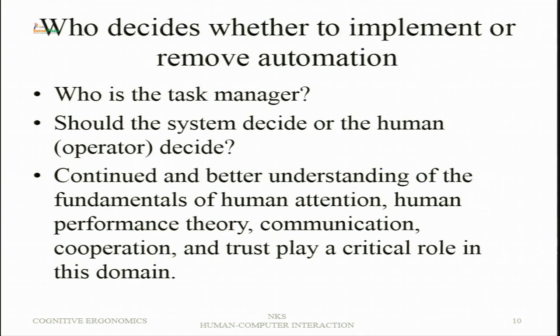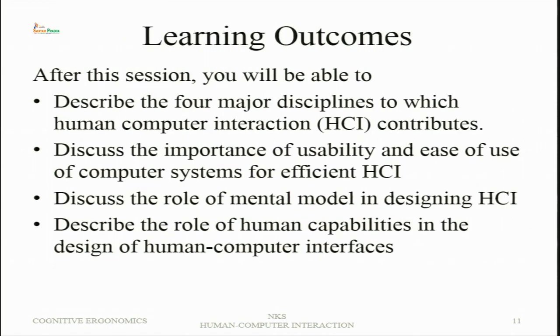So we have done all these concepts earlier, for example, attention, information processing, and information and performance on various systems, and all that information can now be integrated in terms of the decision about implementation or removal of automation. So the learning outcome from the earlier session is that we are able to look at automation in a certain way.